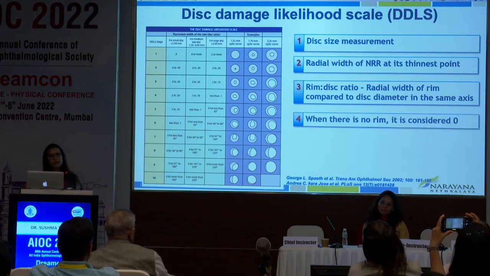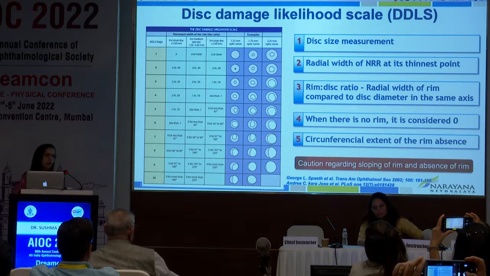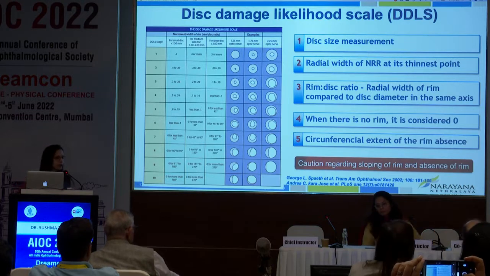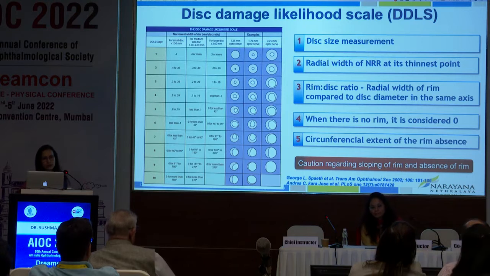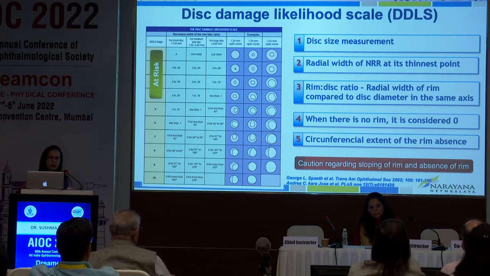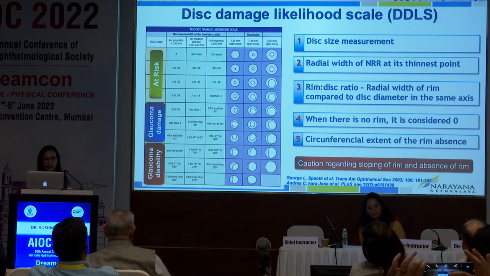Okay? And when there is no rim, it is considered to be a 0. It also takes into account the circumferential extent of the rim absence. What we need to be cautious about is that it does not tell you about the sloping, or if there is a total absence of the rim, it does not take that into account. So the numbers 1, 2, 4 are considered disc at risk, 5, 6, 7 is considered glaucomatous damage, and 7, 8, 9 is considered glaucoma disability.